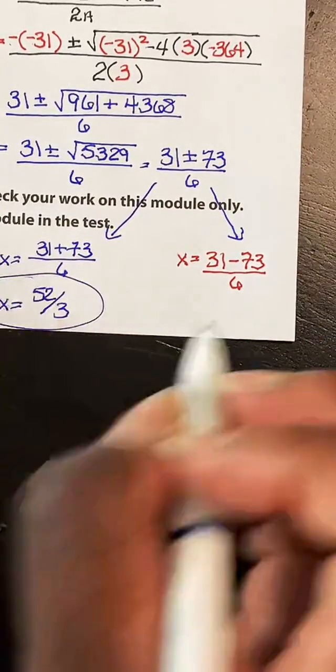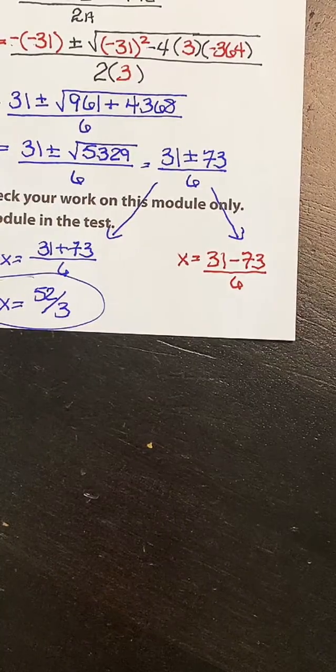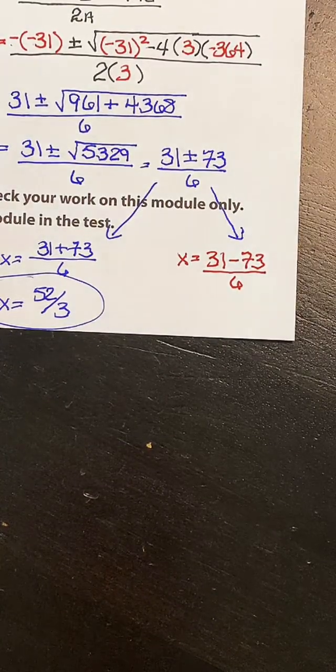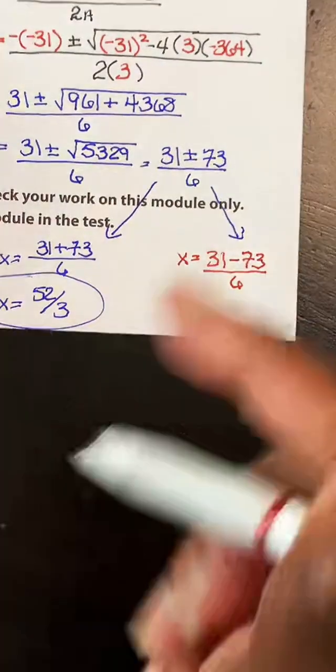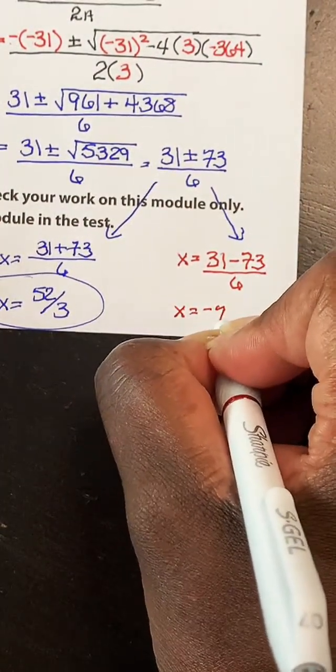So that's one answer. And the other answer is going to be negative 73 divided by 6. Duh. That gives me 7. So this one will give me a negative 7.